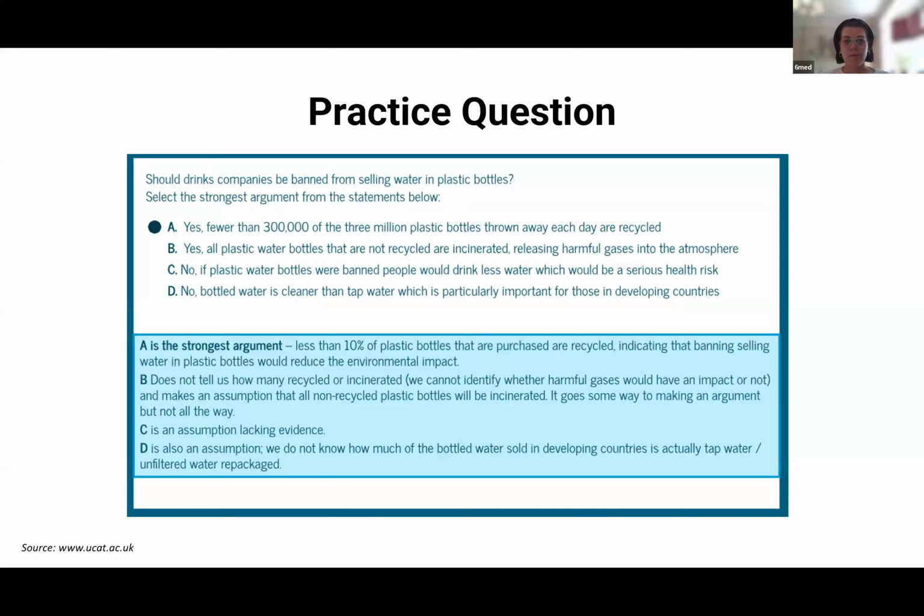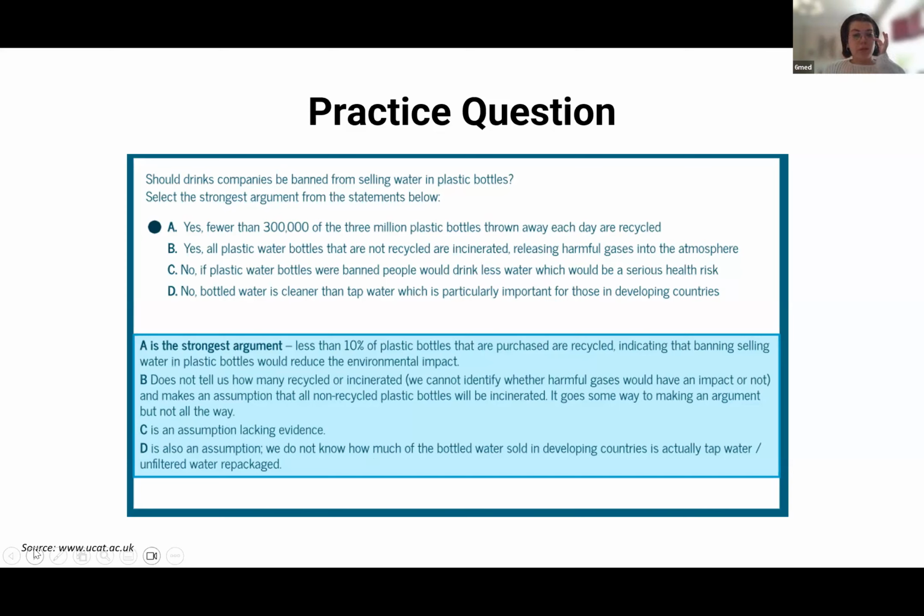I know some people struggle a little bit with this question, but it's basically just seeing what could be the most backed up by the evidence you were given. And the more questions you do, the more the answers will become obvious. You'll understand what UCAT are wanting you to do.